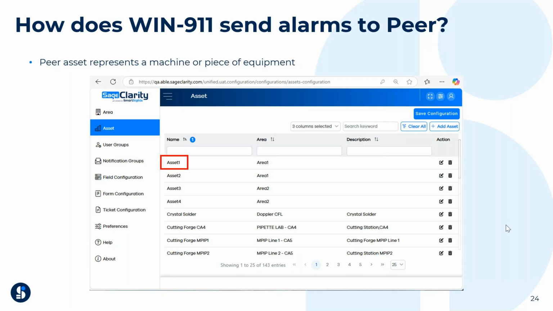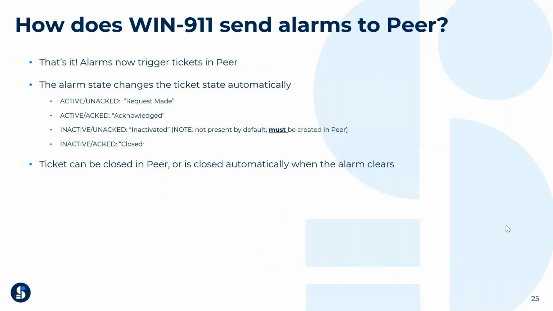Here's the asset page. As described earlier, the asset represents a machine or piece of equipment. This page is where you would build out the assets in a facility or process, which allows you to associate an alarm between Win911 and peer. So that's it. Once you have those two concepts mapped, anytime an alarm happens from the SCADA system, it will show in Win911 and get pushed into peer automatically.